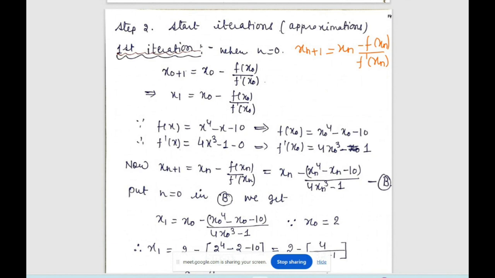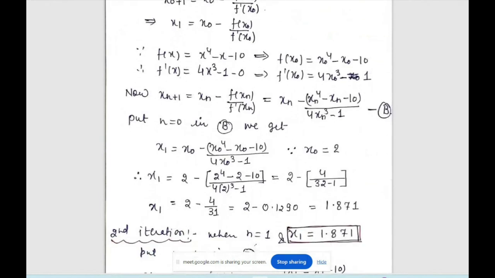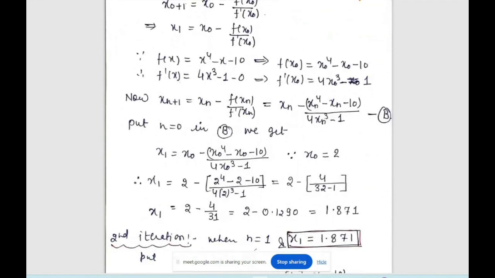Similarly, differentiating this function, you'll get 4x cube minus 1 minus 0. Now substitute this particular point x0, means 2 here. So what is the value of this? It is 31. So writing here 31, and the numerator is 4. Now putting all these values, x1 equals x0 minus the value of the function upon the value of the differentiation, means 4 upon 31. So you have 1.871 as the answer.